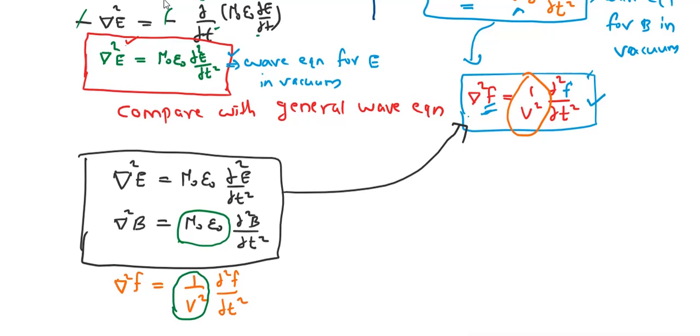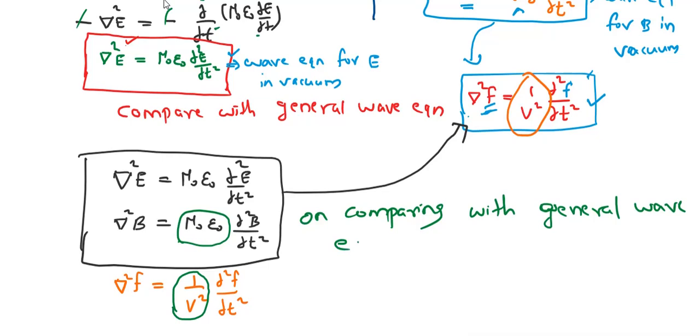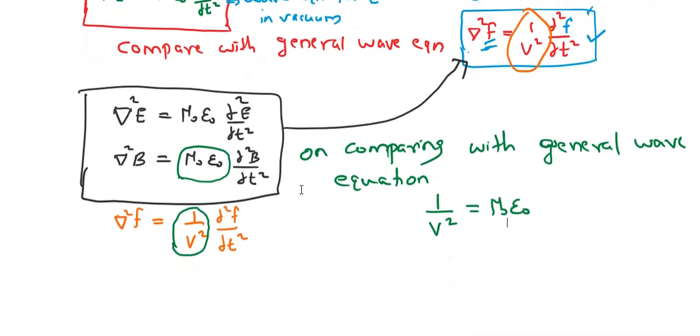Then here, on comparing with the general wave equation, we can write 1 by V square is nothing but mu 0 epsilon 0. So from this, what will be V? V will be equal to 1 by root of mu 0 epsilon 0.